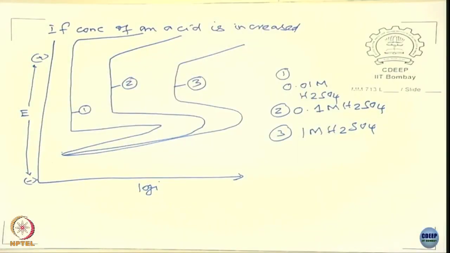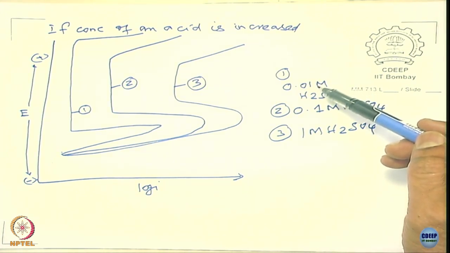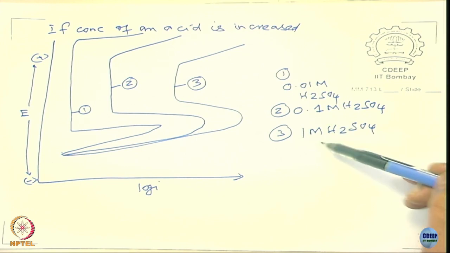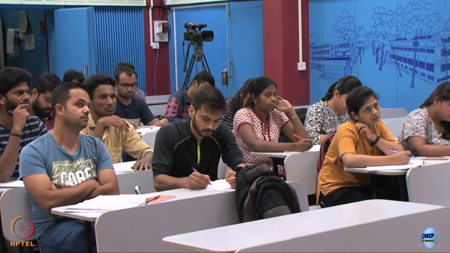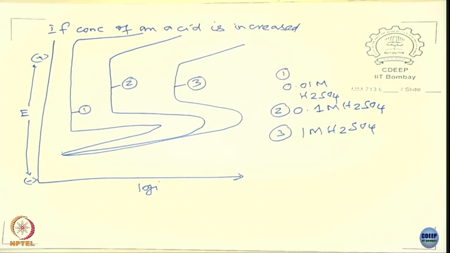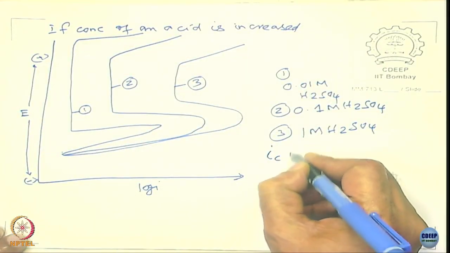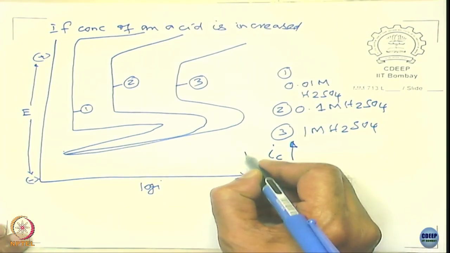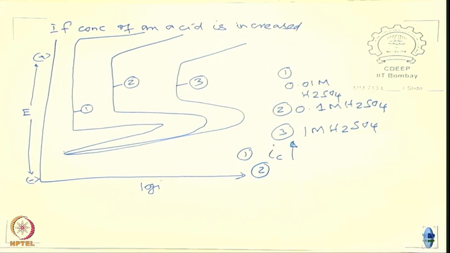Can you tell me what is happening to the anodic polarization if I increase the concentration from 0.01 molar to 0.1 molar to 1 molar sulfuric acid? What are the changes happening? Can you point out? What are the changes in electrochemical parameters? Can you be very specific? The critical current density changes, right? So, IC increases, one factor. What more is happening? EP is also increasing.